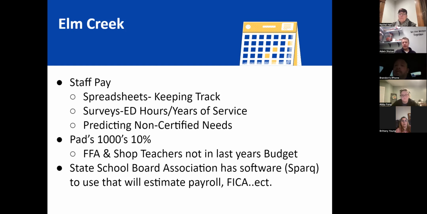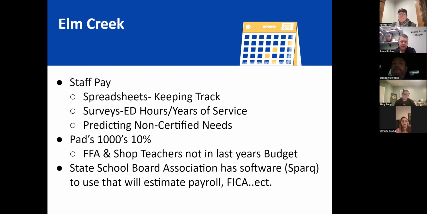And it's kind of interesting to see the difference between the cost of a teacher that has been there a long time and has ed hours, versus someone that has been there a long time and has maxed out, versus a brand new teacher with none of that stuff. So just to see the difference in the cost to the district.